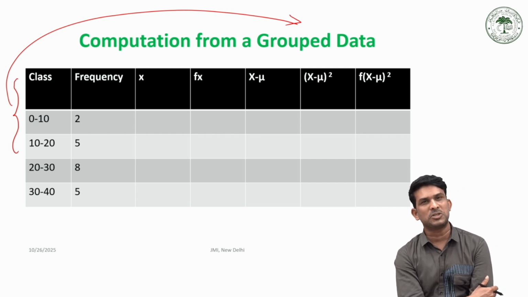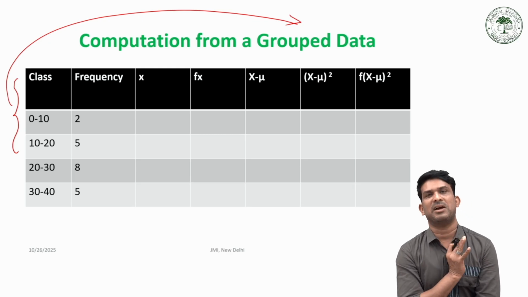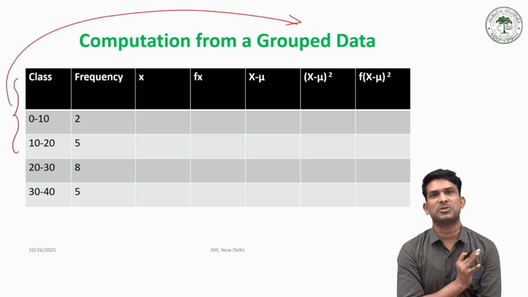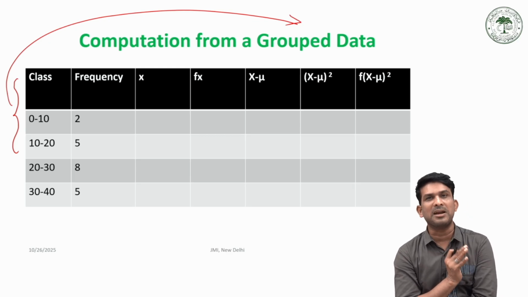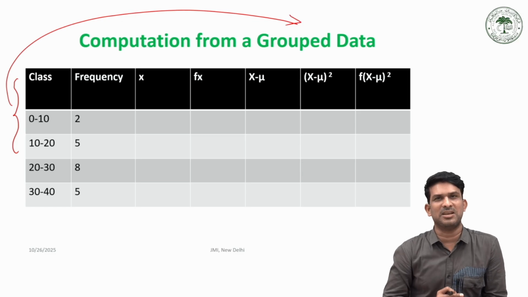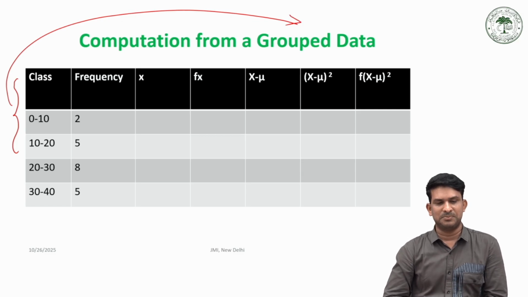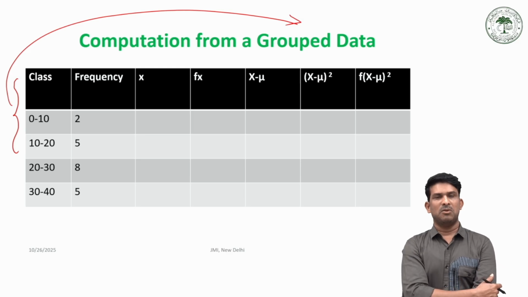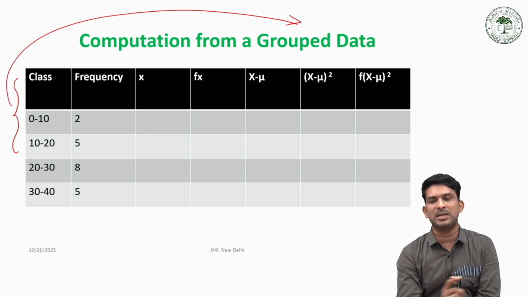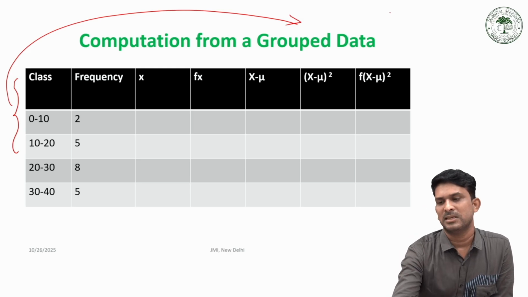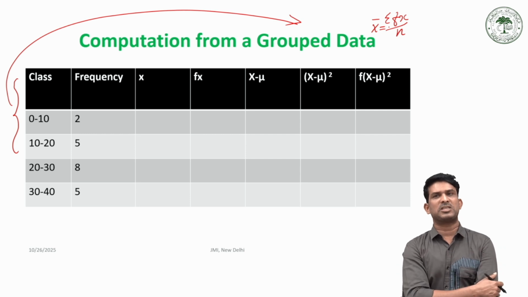Now, for a group distribution, initially what we have to do, for any distribution, whether grouped or ungrouped, for standard deviation, we need to identify the arithmetic mean first. Shall we go? What is the equation for arithmetic mean? Yes, it is sigma fx by n. Arithmetic mean x bar or mu is sigma fx by n.